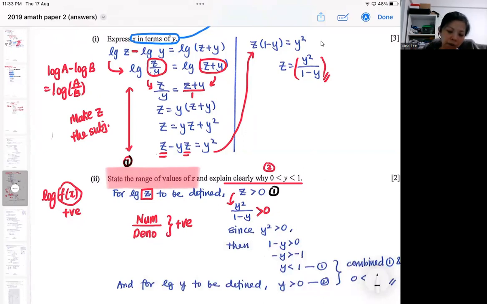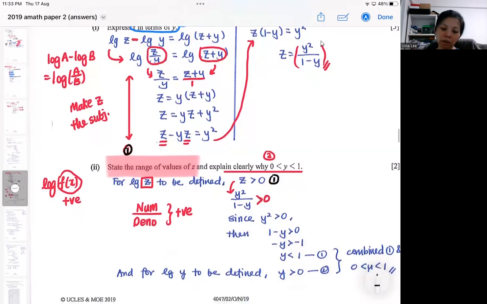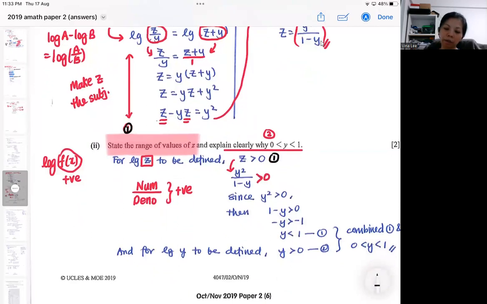This is the answer for the first part, the question one. And then I'm going to use this to further explain. So you observe the numerator. The numerator is a positive function. So I'm trying to explain that the numerator is a positive function. Hence, I will need the denominator to be positive as well. So if the numerator is positive and the denominator is positive, the whole fraction will be positive, and that is how z can be defined. So I need to explain that the numerator is already positive. That's why I need the denominator to be positive as well.